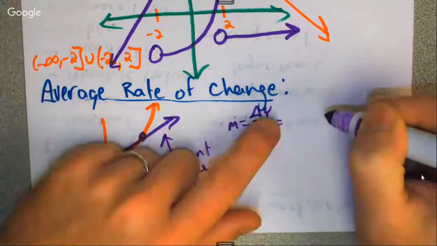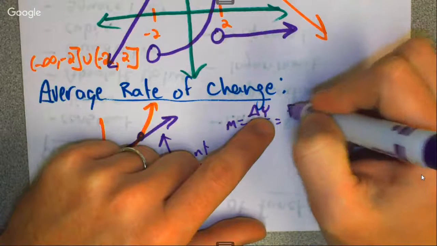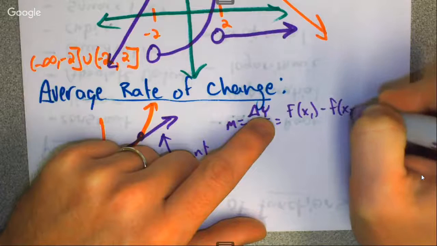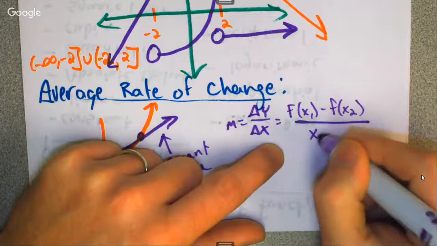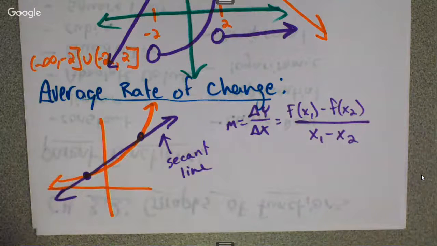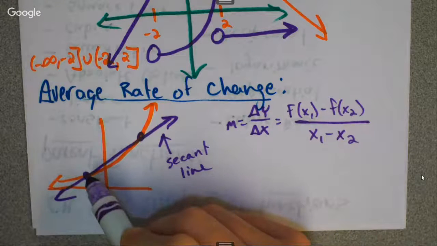Well, it's the same as your change of y over change of x. But we no longer have y's, we have function notation. So we're going to say f of x1 minus f of x2, or you can do it the other way around, over x1 minus x2. Okay? And that will find the slope or the average rate of change on a curve at any 2 points.